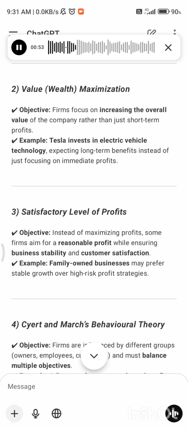3. Satisfactory level of profits. Objective: instead of maximizing profits, some firms aim for a reasonable profit while ensuring business stability and customer satisfaction. Example, family-owned businesses may prefer stable growth over high-risk profit strategies.